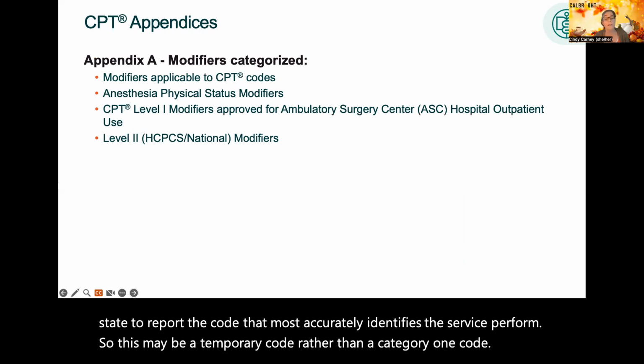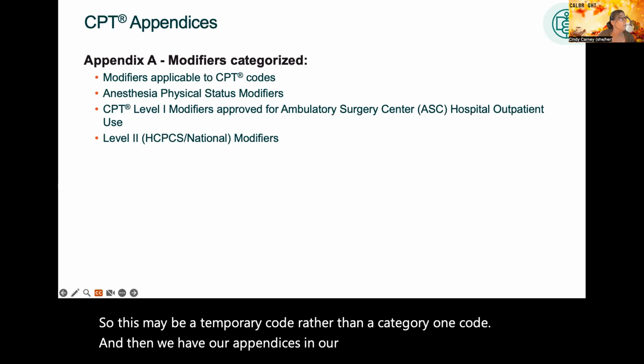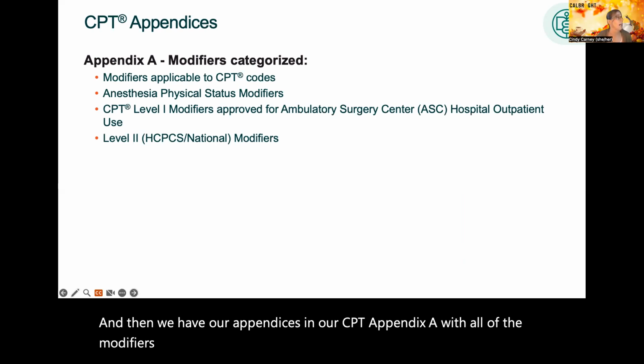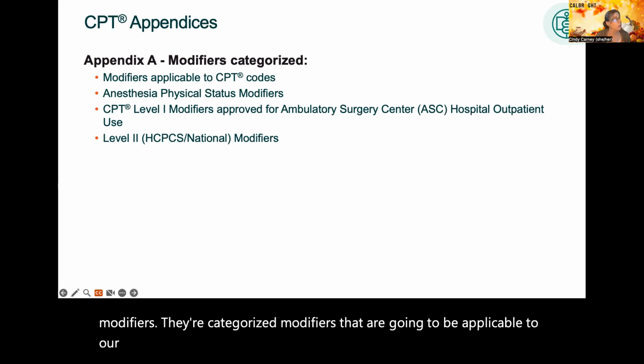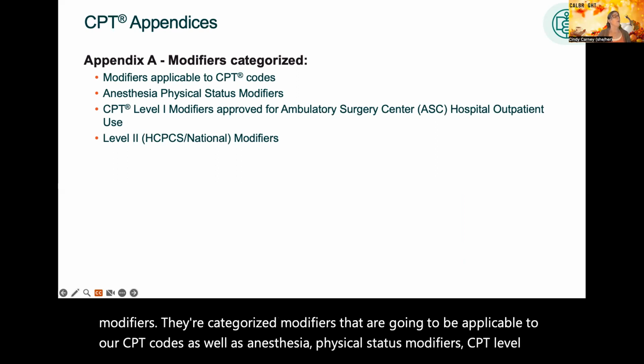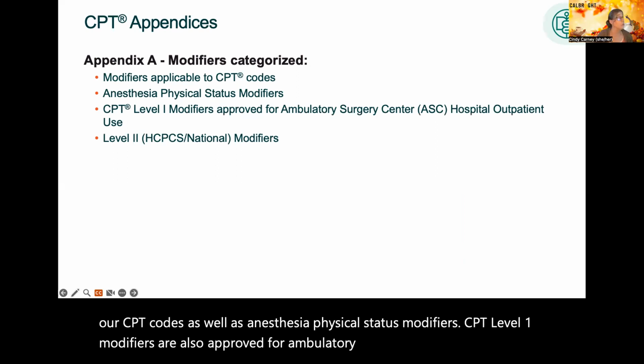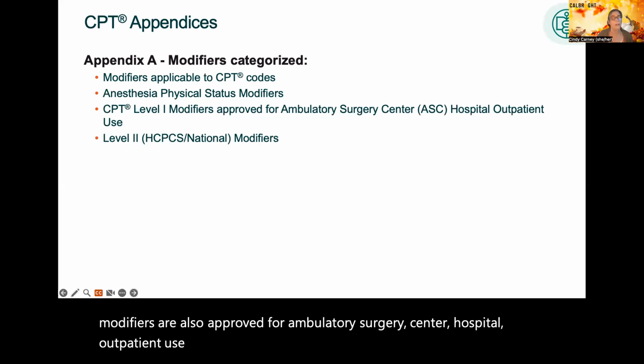And then we have our appendices in our CPT. Appendix A lists all of the modifiers that are categorized, modifiers that are going to be applicable to our CPT codes, as well as anesthesia physical status modifiers. CPT level 1 modifiers are also approved for ambulatory surgery center and hospital outpatient use, as well as we know that we can use them along with our HCPCS national modifiers.